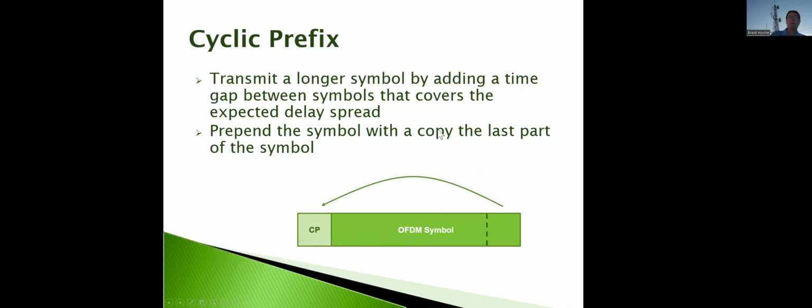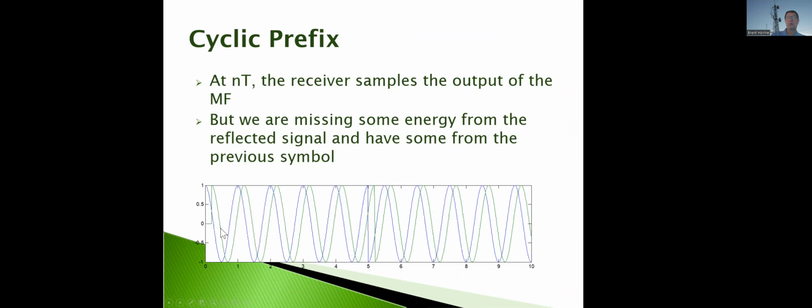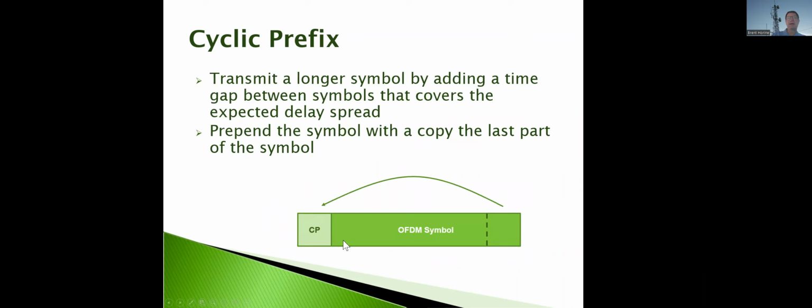So what can we do about that? Well, let's transmit a longer symbol, longer than this just strictly T, right? 0 to T. Let's add a little bit, but we're going to add it at the beginning. Okay, we're going to call this a cyclic prefix. The prefix comes from the fact that we're putting it at the beginning, but now we're still going to just integrate over this OFDM symbol time frame.